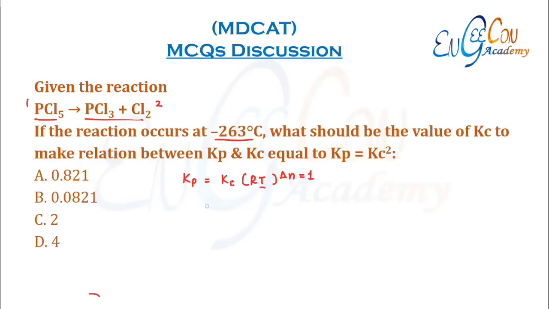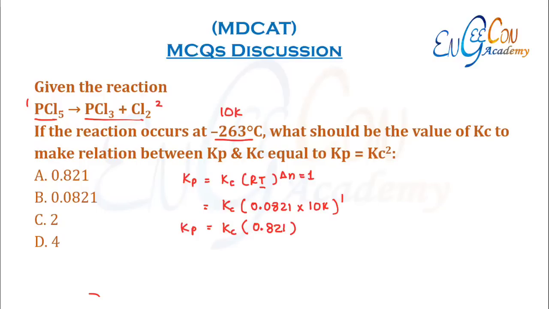Now the temperature given here is 10 Kelvin, and R is 0.0821. So we write 10 Kelvin here raised to the power 1. Now this term equals 0.821, so 0.821 into Kc is equal to Kp.